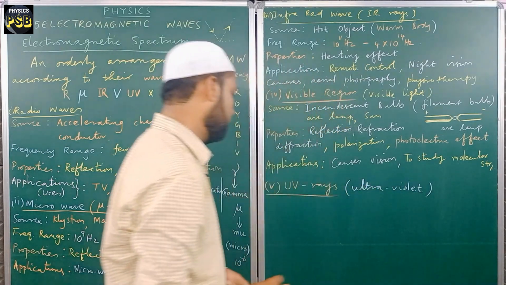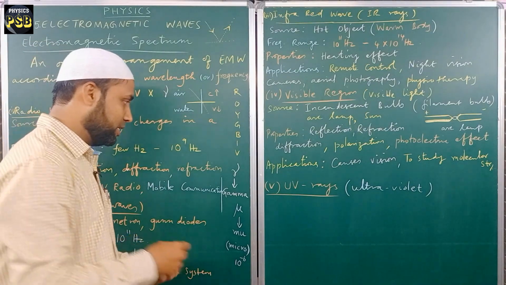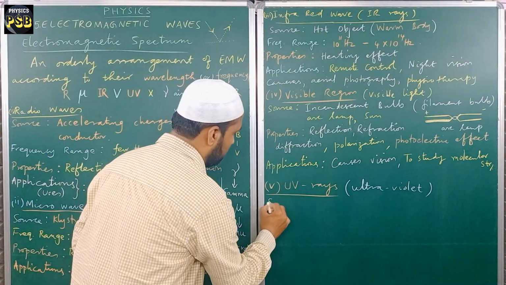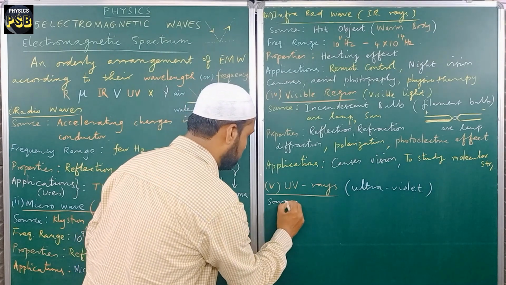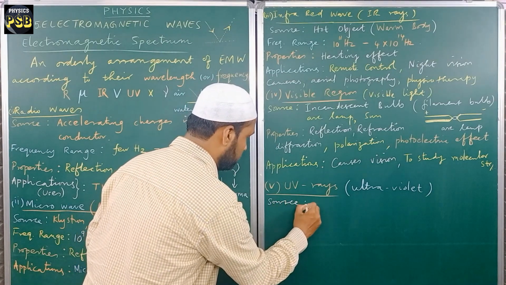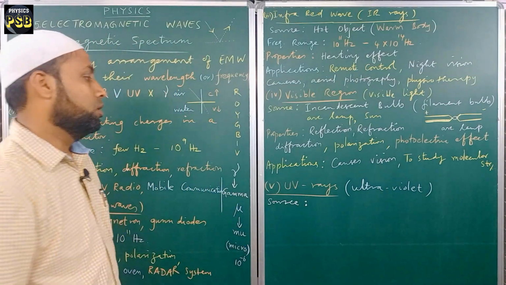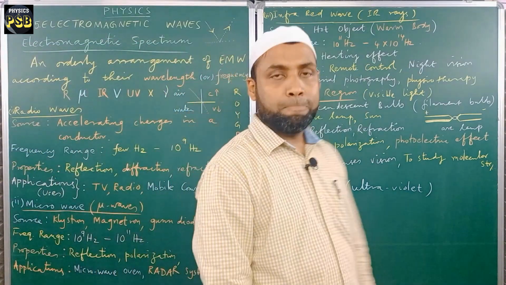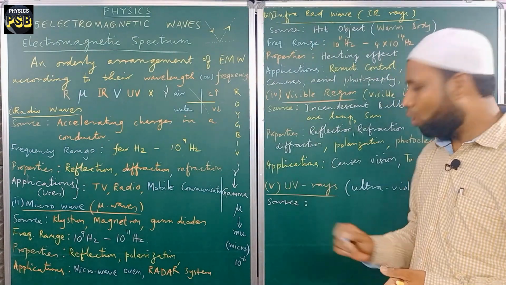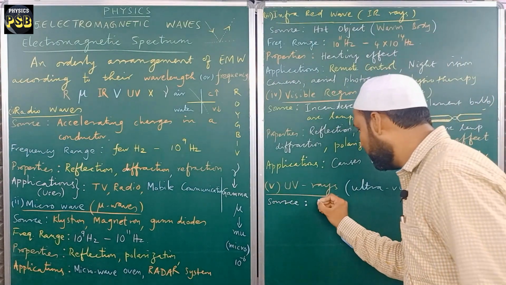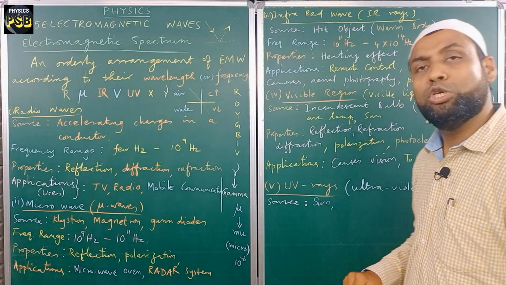Ultraviolet region. Clear? UV rays, ultraviolet rays. What is first? We'll discuss the sources of UV rays. The Sun is the biggest source of UV rays. It emits a large amount of UV rays.